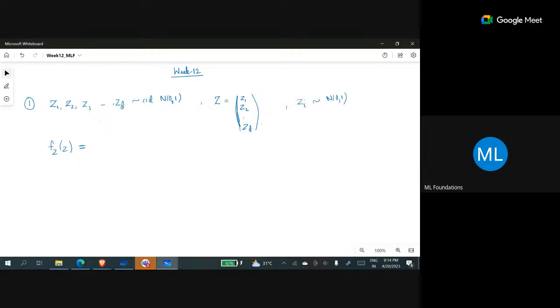Now, you had seen that when you have two random variables and they are independent, to write the joint distribution you can just multiply, the product of marginals, right? Here you don't have just two random variables, you have d random variables, and you have to write their joint density. These are all IID and normal, so I can write the product of fZ of small z, where i varies from 1 to d.